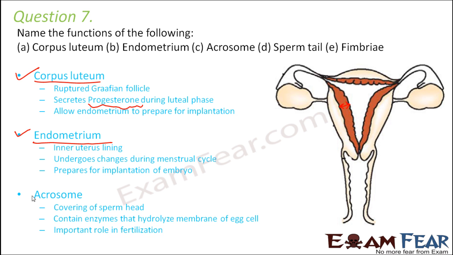Next is acrosome. Acrosome is nothing but the sperm head covering. The head of the sperm is covered by a cap-like structure called acrosome, and acrosome contains enzymes which are very good at hydrolyzing the membrane of the egg cell. Since it is able to hydrolyze the membrane, it becomes very easy for the sperm to enter or penetrate inside the egg cell, and that is how it helps in the process of fertilization.